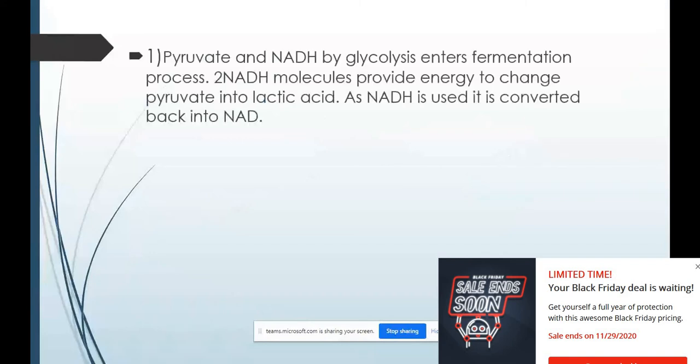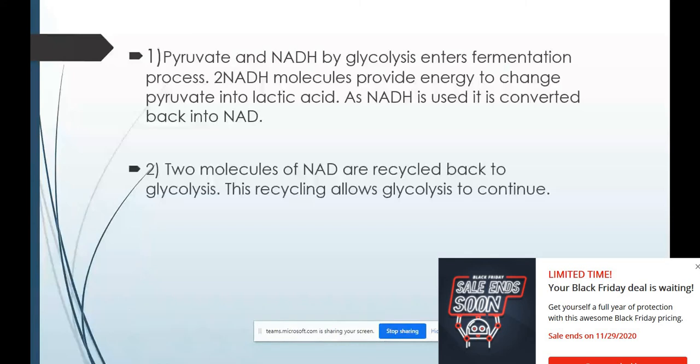These are the steps of lactic acid fermentation. Number 1, pyruvate and NADH from glycolysis enter the fermentation process. 2 NADH molecules provide energy to change the pyruvate into lactic acid. As NADH is used, it is converted back into NAD. Number 2, 2 molecules of NAD are recycled back to glycolysis. This recycling allows the glucose breakdown to continue.